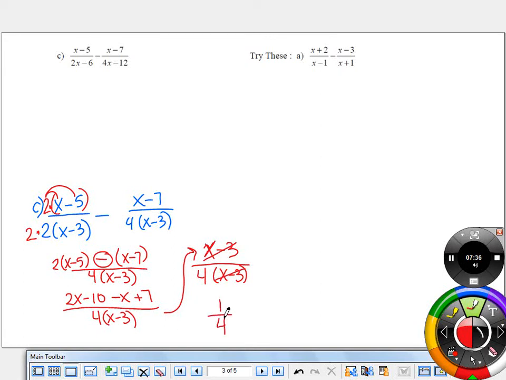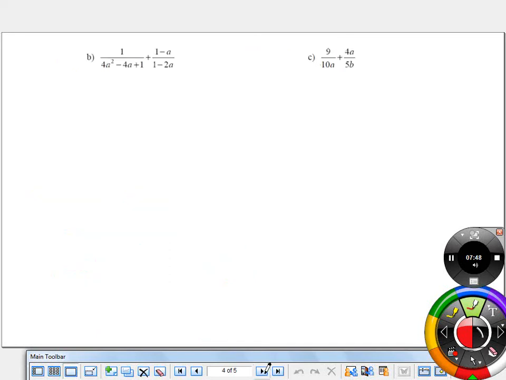Please don't confuse this with 4. You canceled out a factor in your numerator. The only factor left there would be 1. So we have 1/4 as our answer in this case. You can do the try these, and if you have any questions, come into class and ask. I will look at the try these part B. I'll do that one on here for you guys.